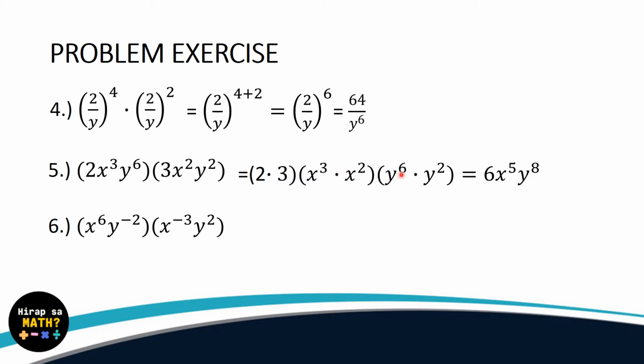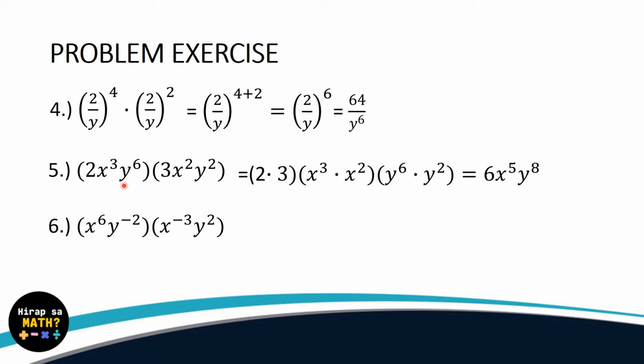So, pag ganito, pareho ang base, i-add mo lang. 3 plus 2, that's 5. Etong y to the 6, tsaka y squared, pagsamahin dito, so that's y to the 8. O pwede naman dire-diretso ka na, pwede mo nang i-skip to eh. So yun, basta ang technique lang, yung magkakapareho ng base, i-add lang ang exponent.